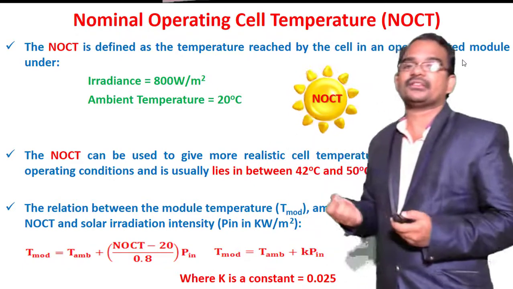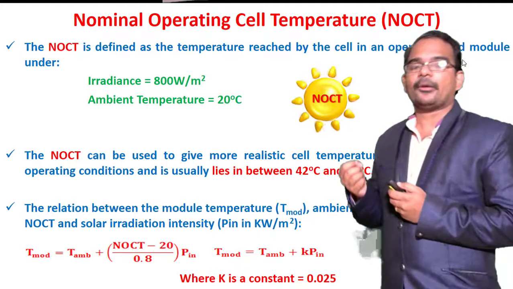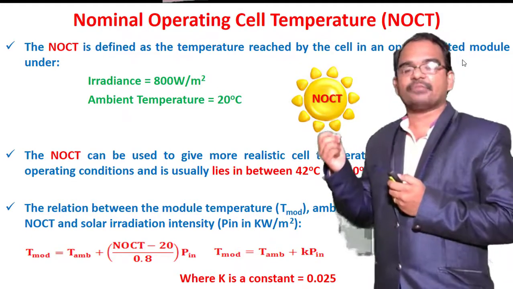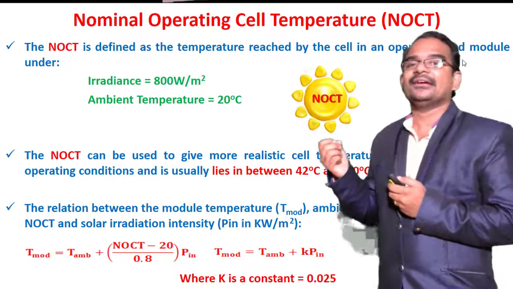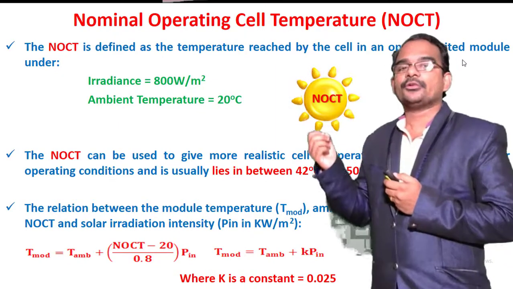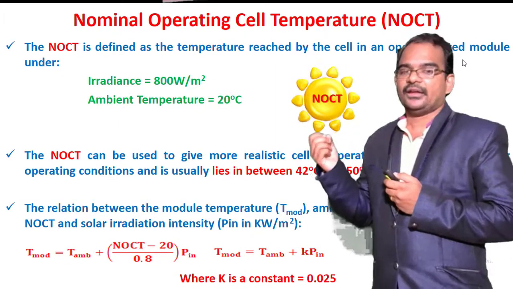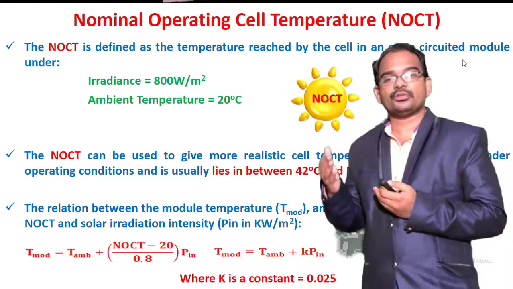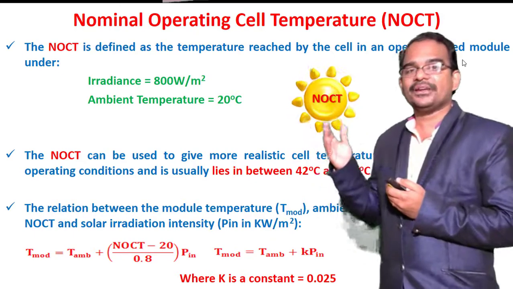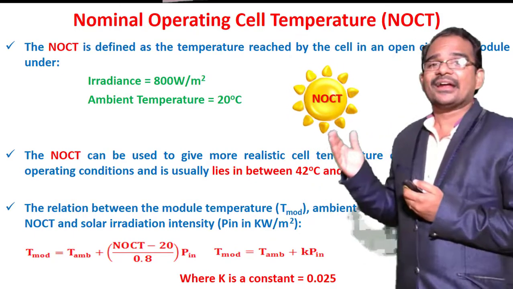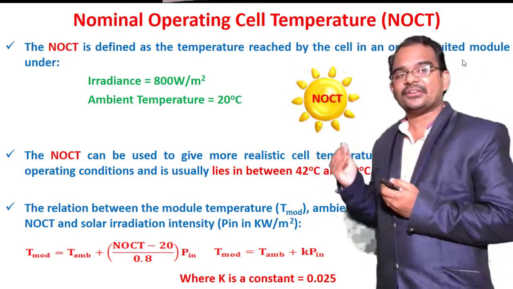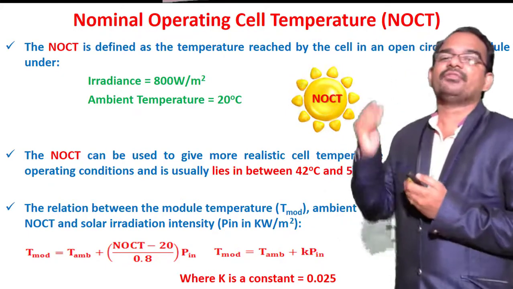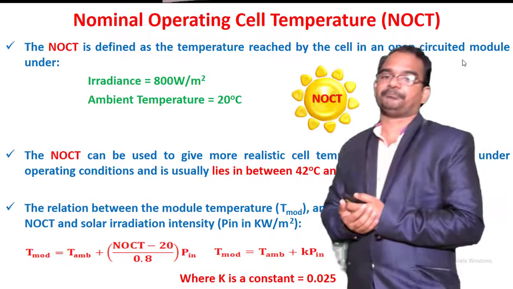Now tell me, what is this SOC? Standard operating conditions refers to the conditions where the irradiance is 1000 watt per meter square and the cell temperature is NOCT, between 42 and 50 degrees centigrade, right? And what is NOC? It is normal operating conditions, which refers to the conditions where the illumination is 800 watt per meter square and cell temperature is NOCT, and this NOCT lies in between 42 degrees centigrade and 50 degrees centigrade.